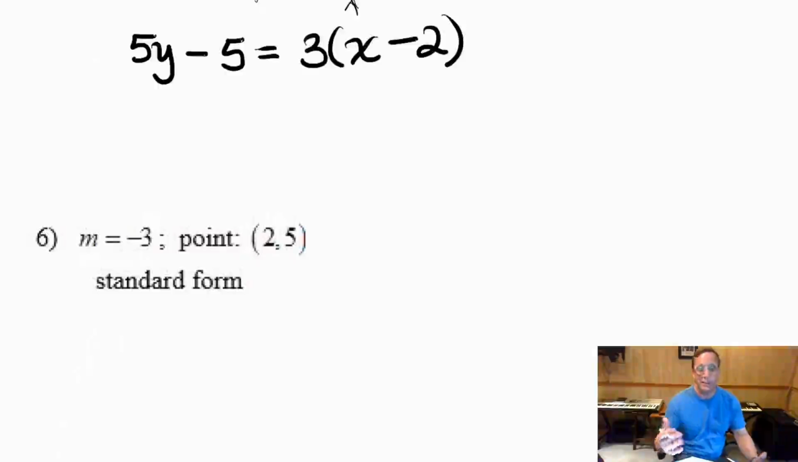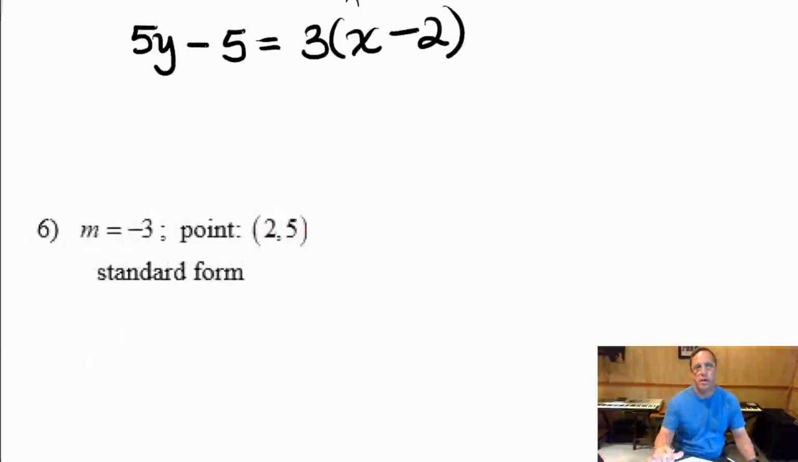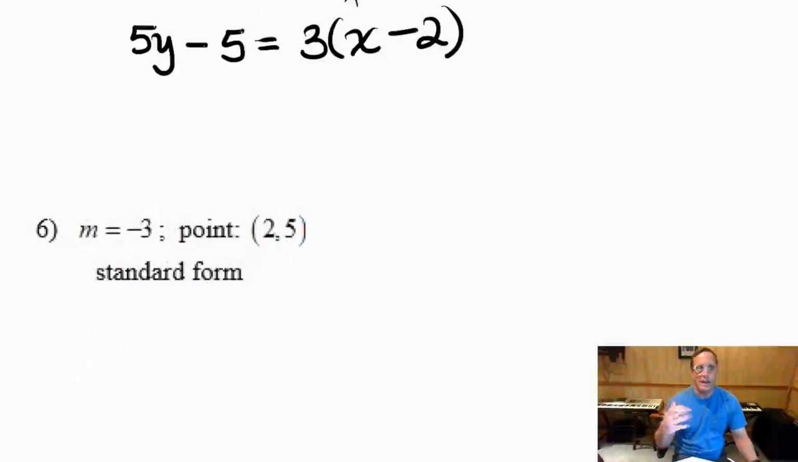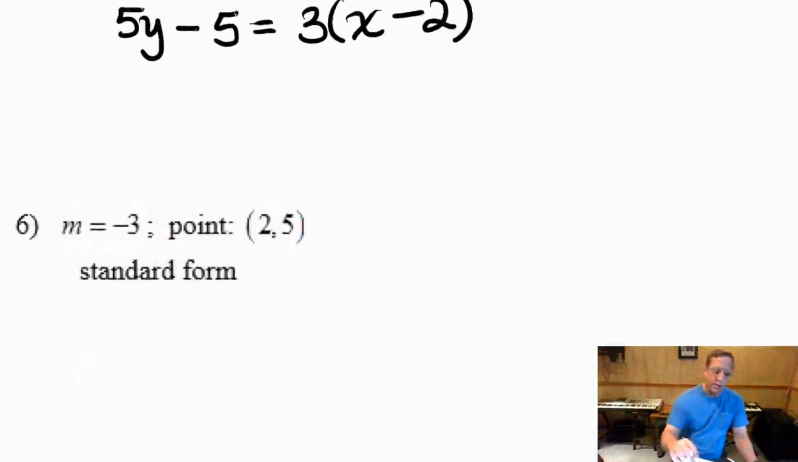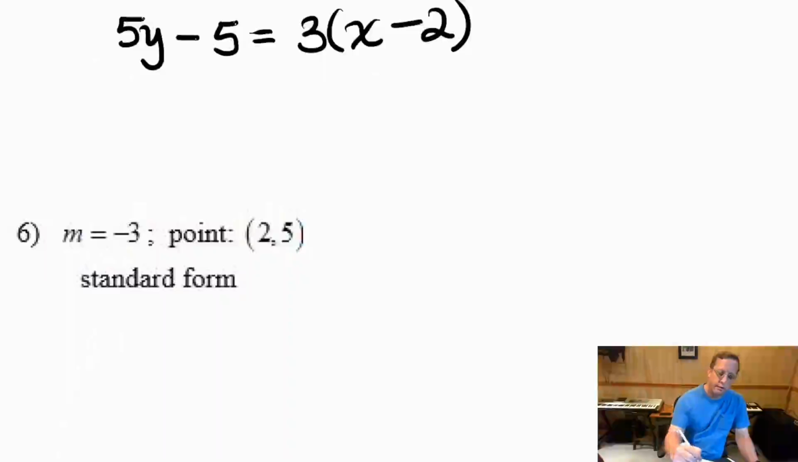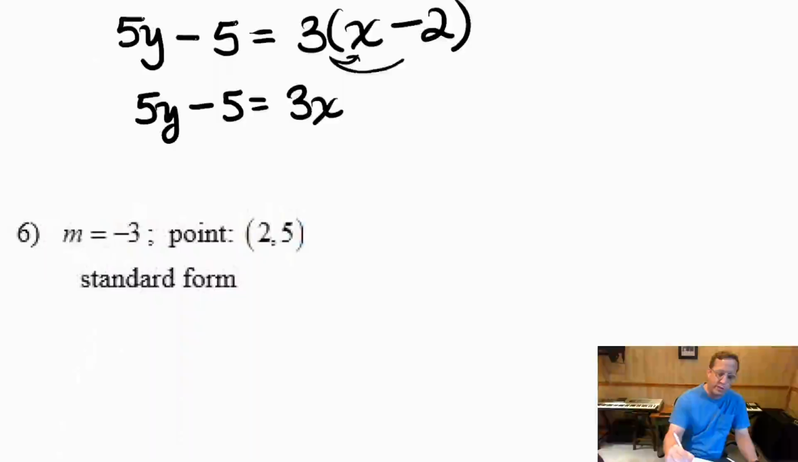We might get a fraction at the end. That's definitely possible, but we don't have to deal with the adding or subtracting of the fractions. So now let's clear the parentheses by distributing. So you get 5y minus 5 equals 3 times x is 3x, and then 3 times 2, which is 6.